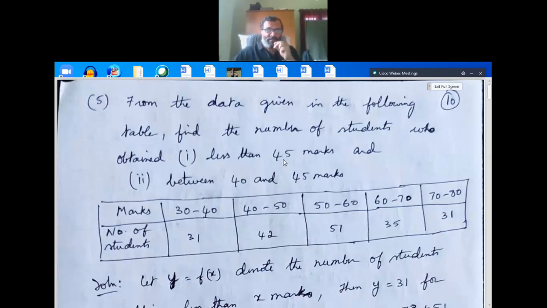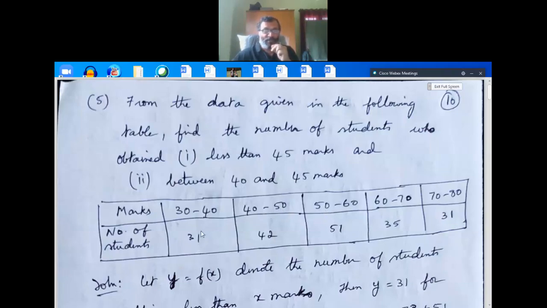So the table is given, the frequency table, that is marks 30 to 40, it is 31. Marks 40 to 50, it is 42. Marks 50 to 60. So you can see here 30 to 40, here also 40 is there. So less than 40 will be here. 30 to less than 40 might be 39.5 like that. Here also 40 to 50 means it is only till 49.5. 50 is here like that.